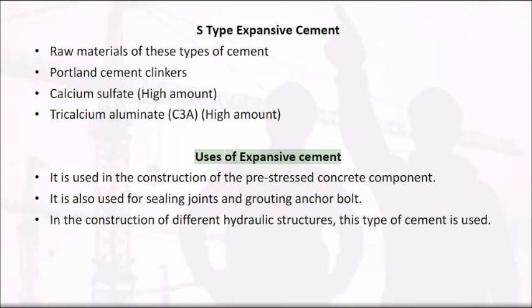Uses of expansive cement. It is used in the construction of pre-stressed concrete components. It is also used for sealing joints and grouting anchor bolts. In the construction of different hydraulic structures, this type of cement is used.